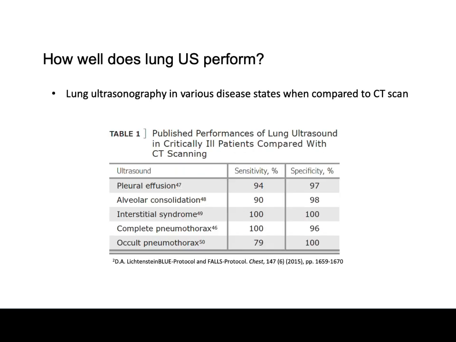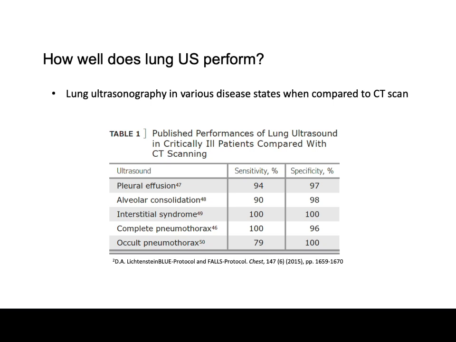So how well does lung ultrasound perform in comparison with what would be a gold standard CT scan? For pleural effusion, lung ultrasound has a sensitivity and specificity of 94 and 97% respectively. For alveolar consolidation, sensitivity of 90% and specificity of 98%. For interstitial syndromes, sensitivity of 100% and specificity of 100%.